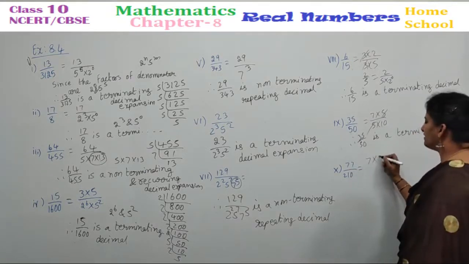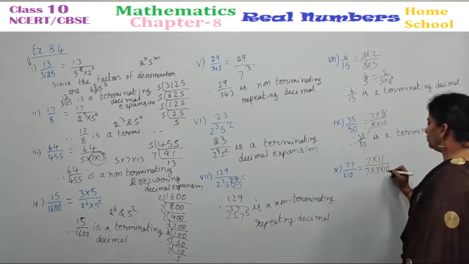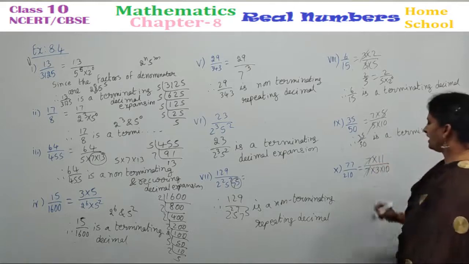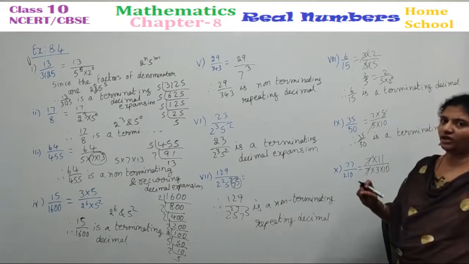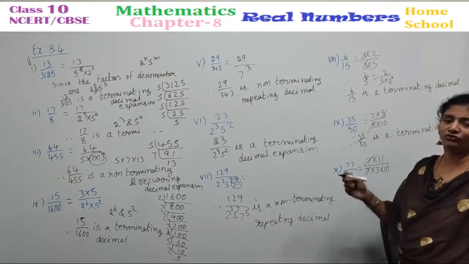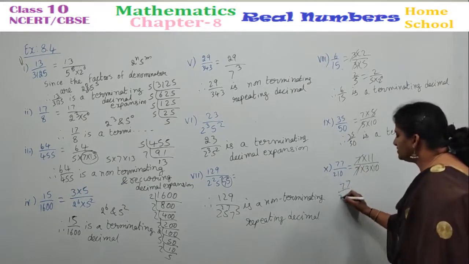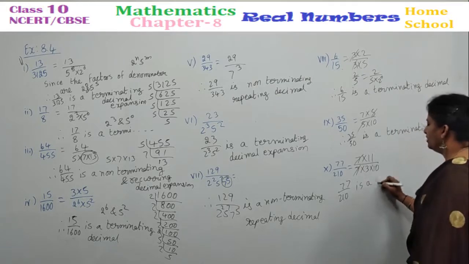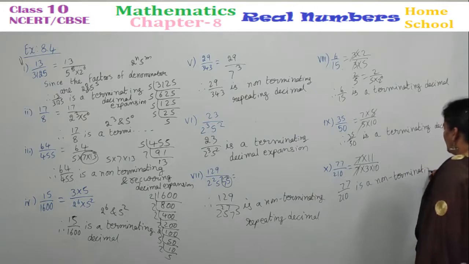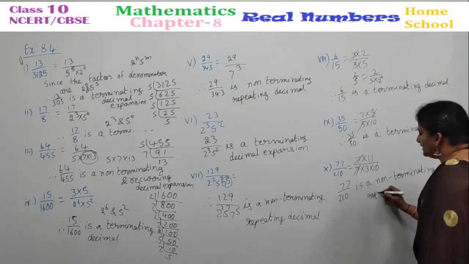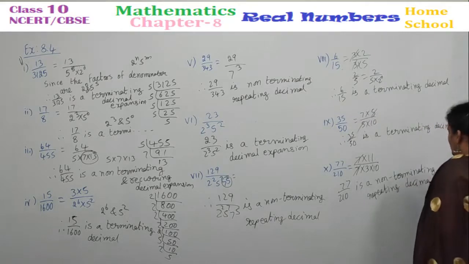See the last one, 77 by 210. How can you write, children? 7 11s are 77. And this one, 7 into 3 into 10 you can write. 7 7 cancel. Though you have 10, an extra 3 is there. So in your denominator, other than 2, 5, 10, if any extra number is there, you can say that therefore 77 by 210 is a non-terminating repeating decimal expansion you are going to get.